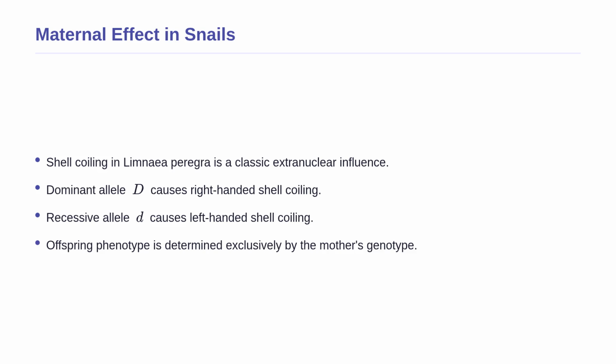Having seen how mitochondrial ratios affect disease, let us look at another fascinating phenomenon called maternal effect. A classic example is the shell coiling direction in the snail Limnaea peregra. Here, a dominant allele D causes right-handed coiling, and a recessive allele, little d, causes left-handed coiling. But there is a twist.